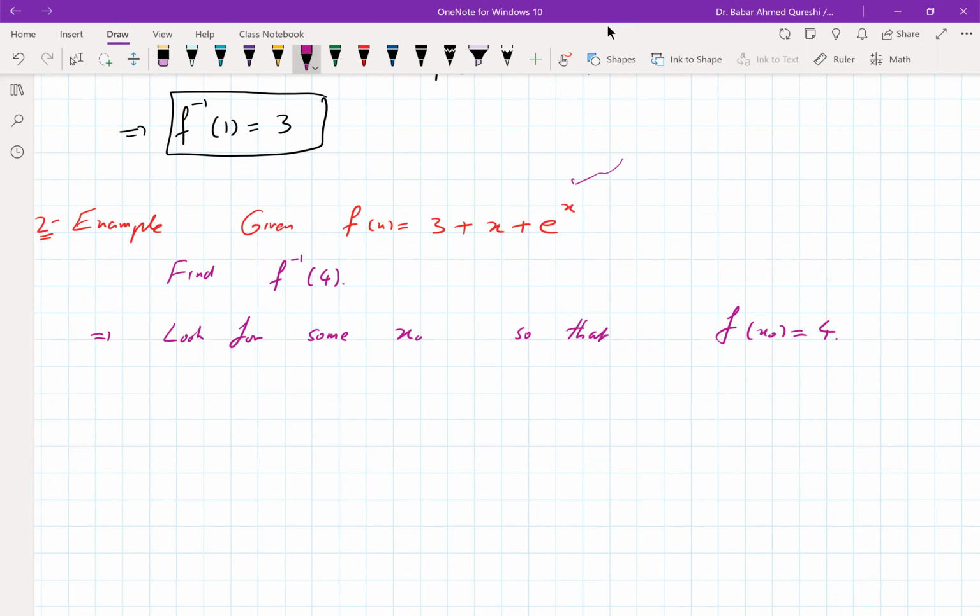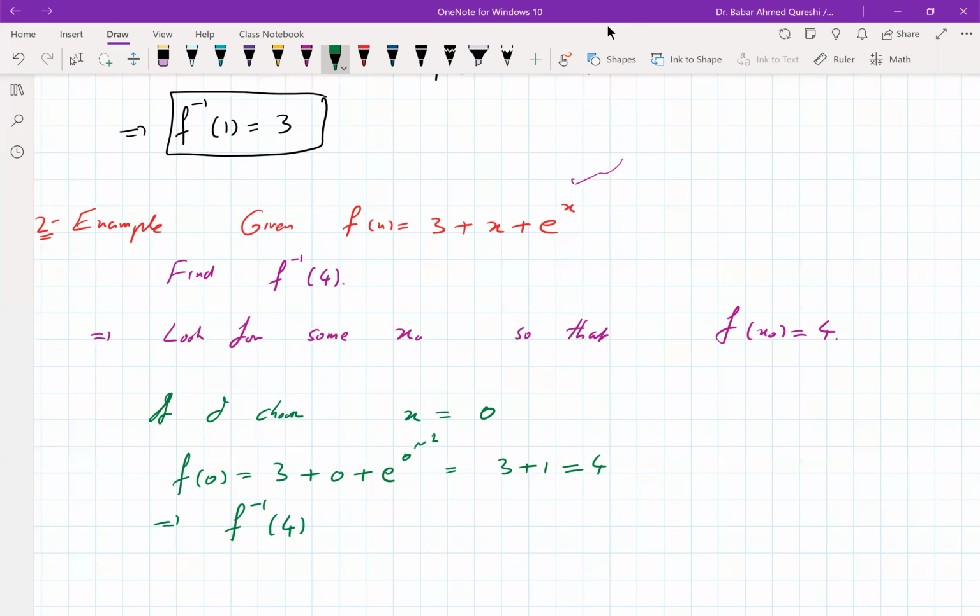Now I can just guess it from here, because if I choose x equal to 0, then f of 0 is 3 plus 0 plus e to the 0, which is 1. So it gives me 3 plus 1, 4. So that means f inverse of 4 is 0. Without even finding the inverse, I can tell that.